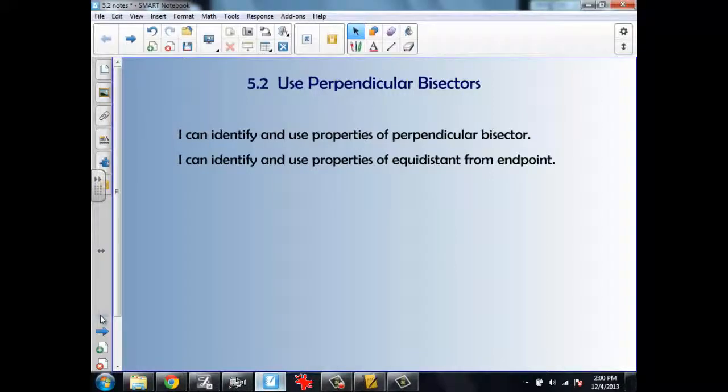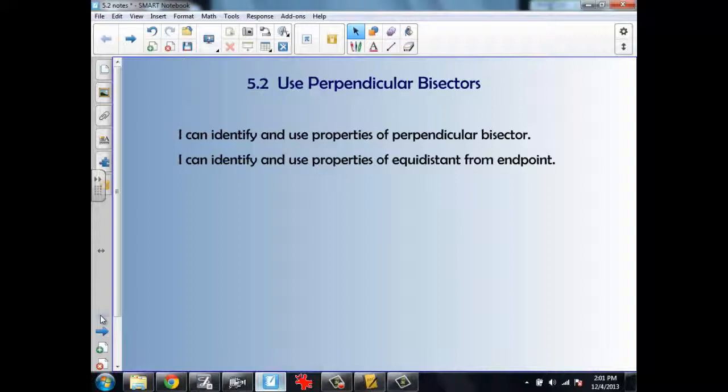5.2, we are using perpendicular bisectors. The first objective, I can identify and use perpendicular bisectors, and secondly, I can identify and use properties of equidistant from the endpoint. Let's stop. Let's see what we know already. What does perpendicular mean? It means they intersect at a 90-degree angle.